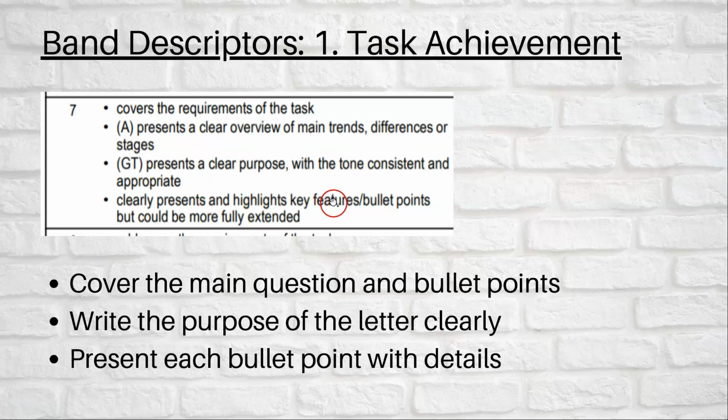Clearly presents and highlights key features or bullet points, but could be more fully extended. In order to achieve this one, you should present each bullet point with proper details. So not just mentioning the things that are there in the bullet point, but you are required to support them with proper details, and you are required to extend those ideas. So if you perform these 3 or 4 points properly, hopefully you will be able to score a 7 in the task achievement section.